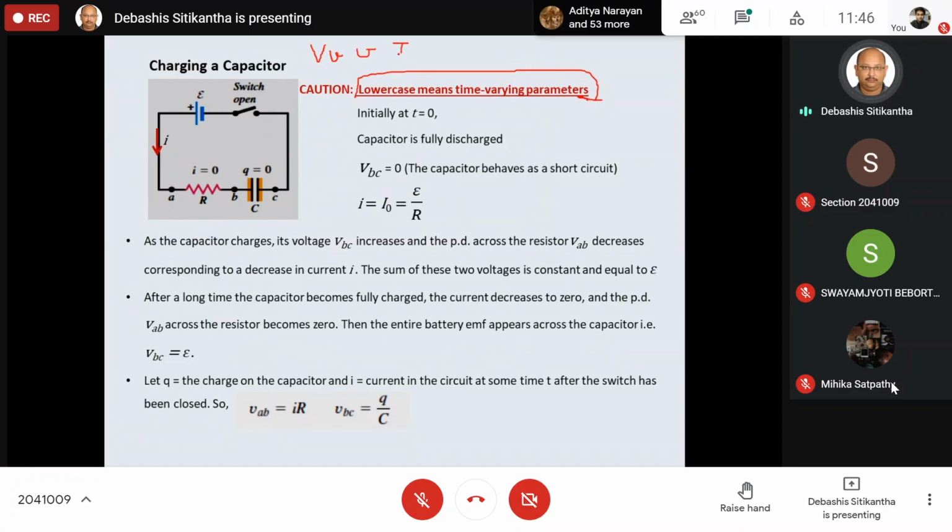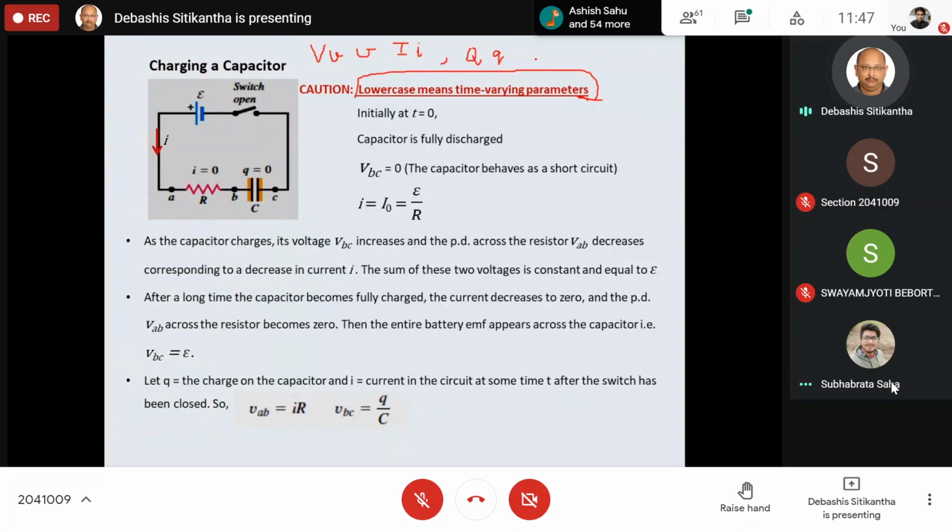I will write capital I in case of a DC circuit. In case of a time variant or AC circuit, I will write small i. Similarly, regarding the charge Q, I can also make use of small q. Okay, so only these three parameters are usually written in small case.